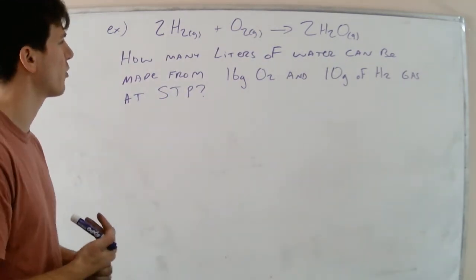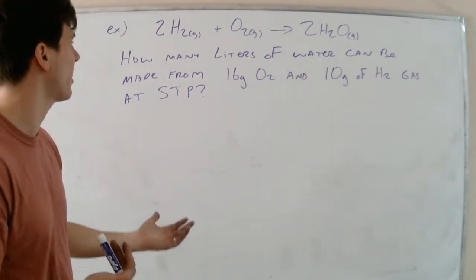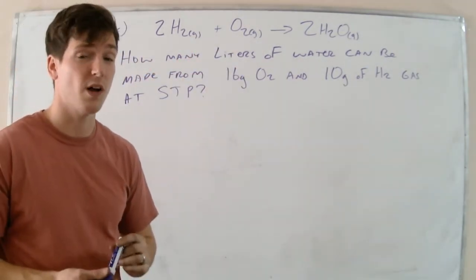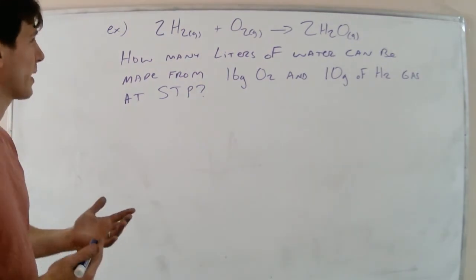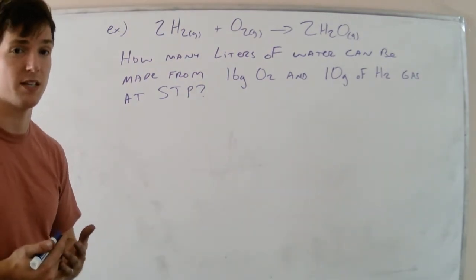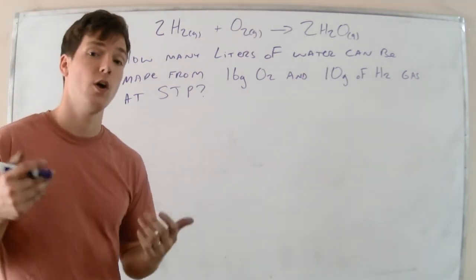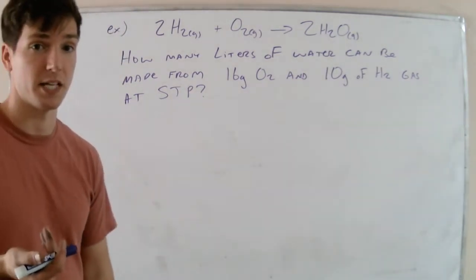But now we gotta go grams to moles. But here they gave me grams of 2 compounds, not just 1. So now that they gave me grams of 2 compounds, you gotta be thinking, okay, I gotta figure out which one runs out first. I gotta figure out which one is the limiting reactant.